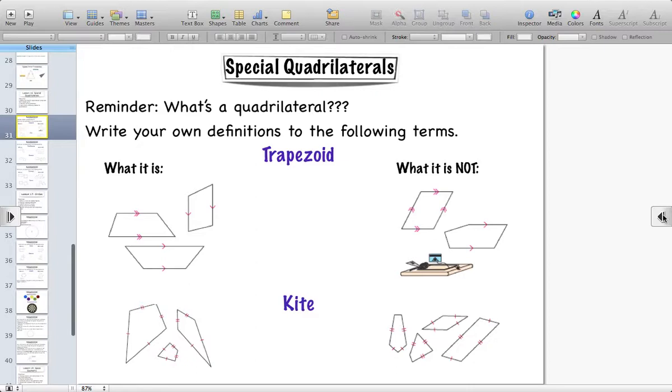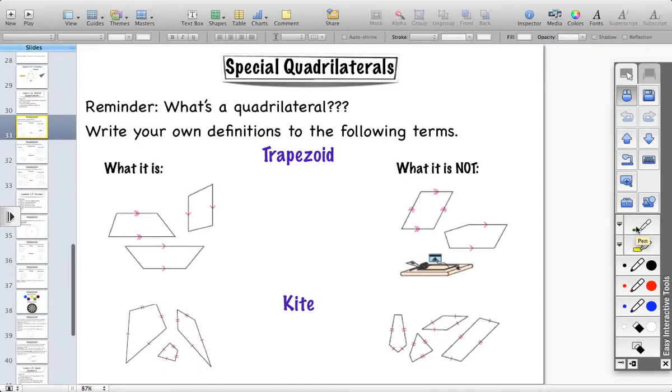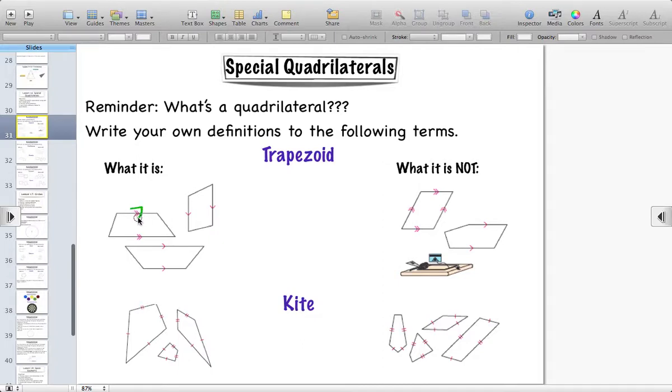So for these specific types of quadrilaterals we have, let's take a look at these pictures. I'm going to highlight for you some important things. So the first one we're looking at is trapezoid. Look over here in this section on the left-hand side where it says what it is. I've got a picture of three trapezoids for you. We notice that they're all four-sided figures. They're all quadrilaterals. But notice these markings.